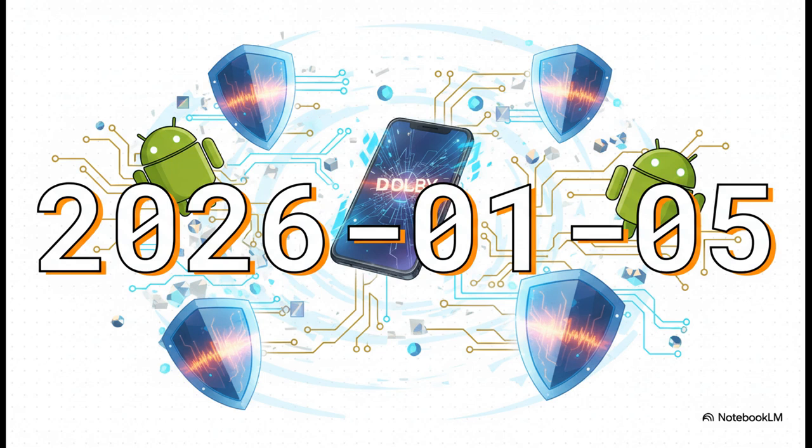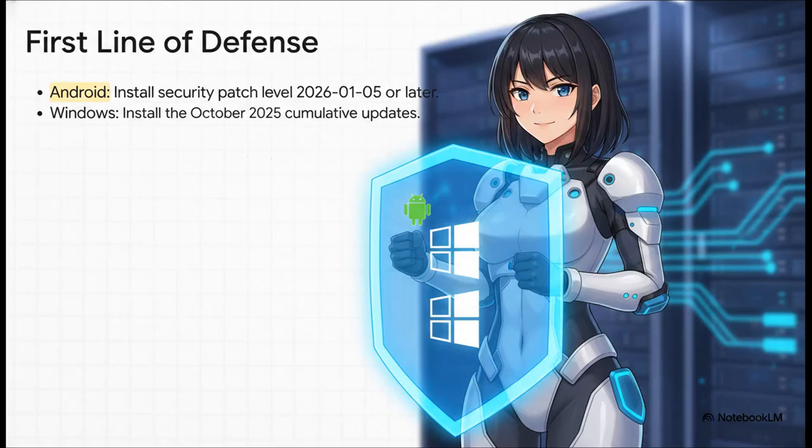Go into your phone settings right now and check your security patch level. It needs to say January 5th, 2026 or a later date. If it does, you're good. You're protected from this. Look, your first, last, and best line of defense is always going to be the official patch. So for Android, get that January 2026 update.